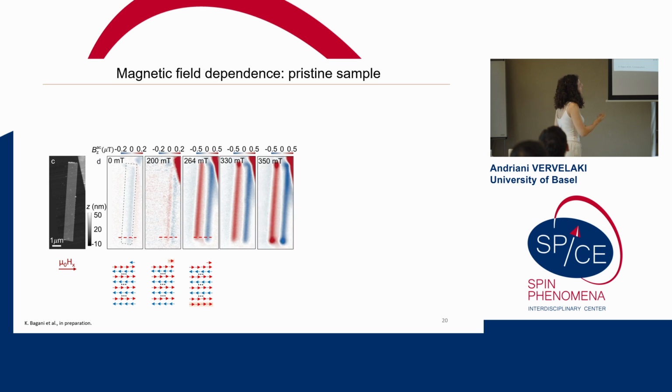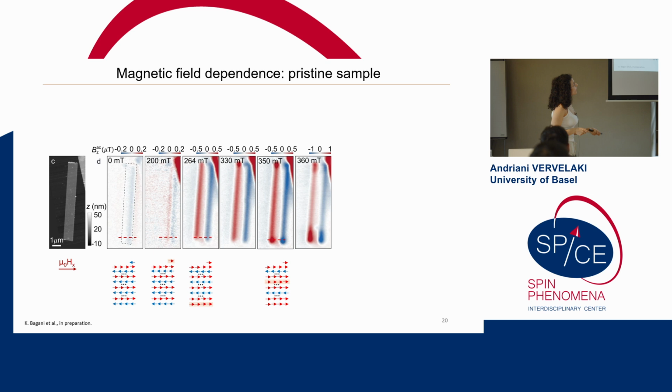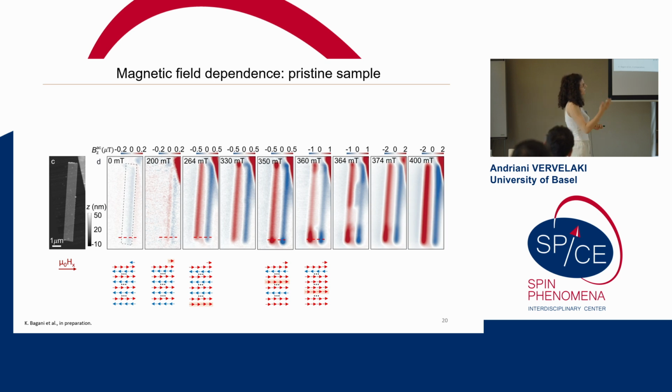And increasing the field further, we start seeing magnetic contrast on the edges of the flake, in contrast to what we saw before, that was in the middle. And this also expands throughout the x-axis of the flake, so it's not confined to the right side of the flake. This contrast starts increasing from the edges towards the middle of the flake, as we can see, and also during this process, more layers start flipping. Finally, reaching saturation again around 400 millitesla.